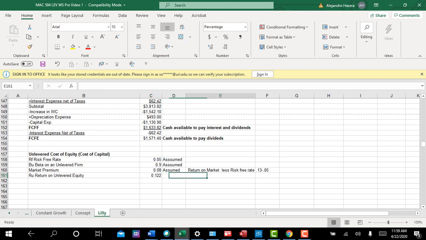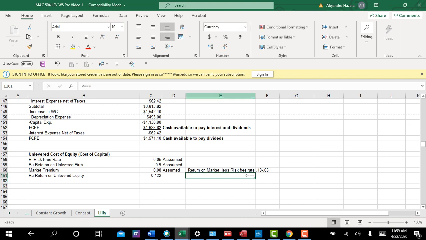Okay, so the return on unlevered equity was, at the time, 12.2%. Returns were higher back then. We had a better economy. Things were better, frankly. But anyway, let me just write this formula in for you so you'll have an idea of what it is.